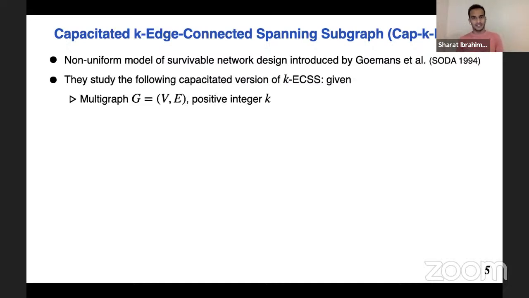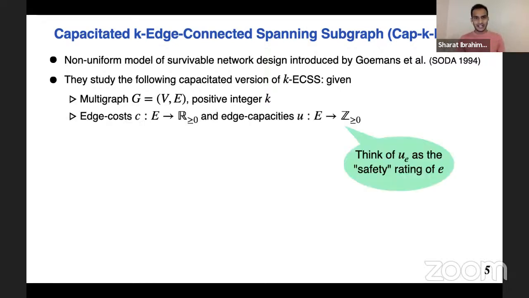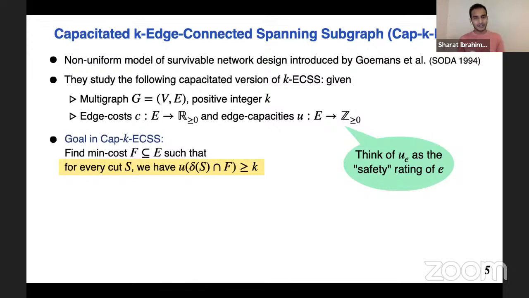In an instance of capacitated KECSS, we have a multigraph G and a connectivity parameter K. Every edge comes with a non-negative cost and an integer capacity u_e. You can think of u_e as the safety rating of the edge e. The goal in capacitated KECSS is to find a min cost solution such that for every cut, the total capacity of F edges on that cut is at least K. In other words, we want the capacity of a global minimum cut in this subgraph to be at least K. It's simply the capacitated version of the K-edge connected spanning subgraph problem.